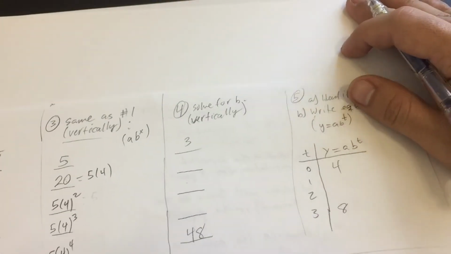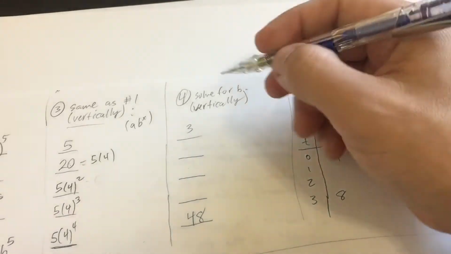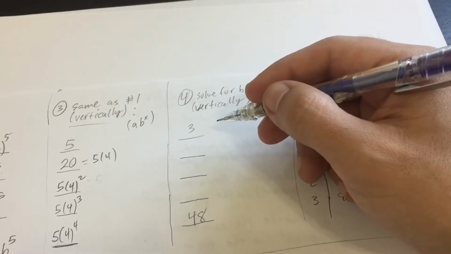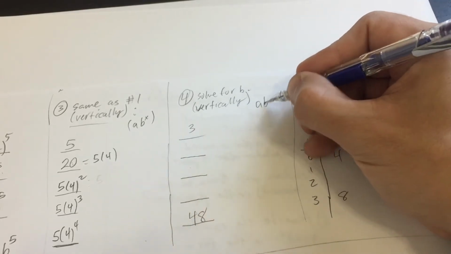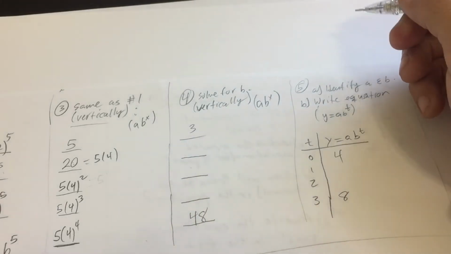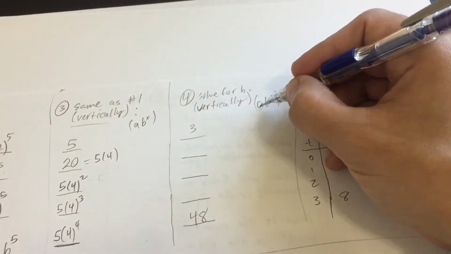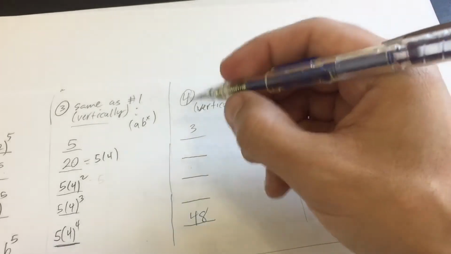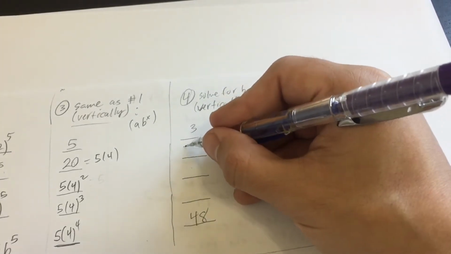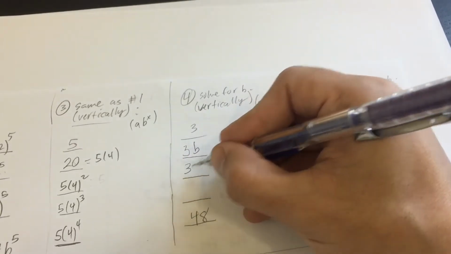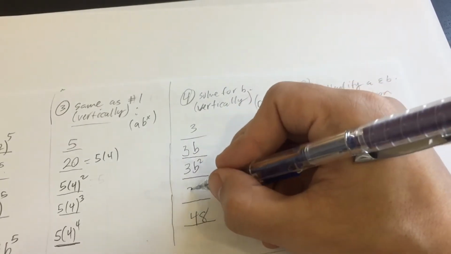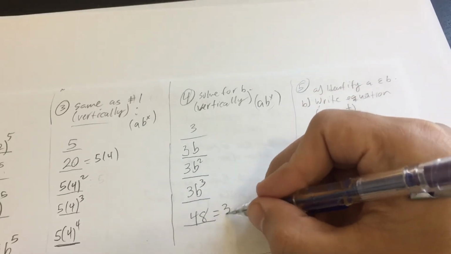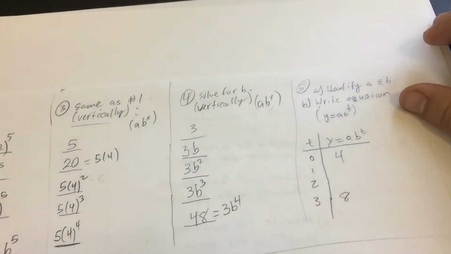Next, same as number 2, we're going to solve for b, but now we have this in a vertical manner. Again, let's do a times b to the x. We're thinking that same format. So what would be our first term here? Our a term is 3, and we're trying to figure out b. So the next term must be 3 times b to the first. Then we have 3 times b to the second, 3 times b to the third, and 48 must be the same as 3 times b to the fourth.